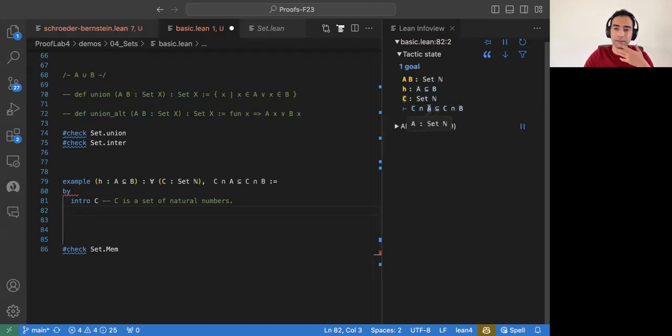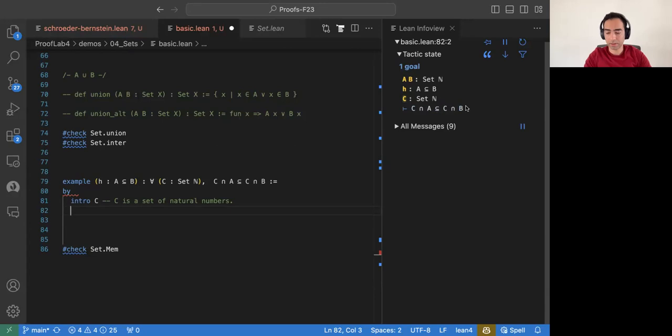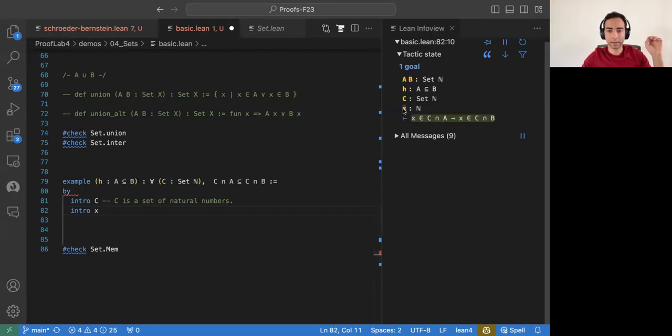And now my goal is to prove this first intersection is a subset of the second intersection. How do I do that? Also intro, like, C intersection A, which is something in C and A. So I can definitely intro some element in C intersection A. So that's going to be, let's say, intro X. So when I did this, I immediately get a natural number X, arbitrary, right? And now my goal changes. If X is in the first set, then X is in the second set.